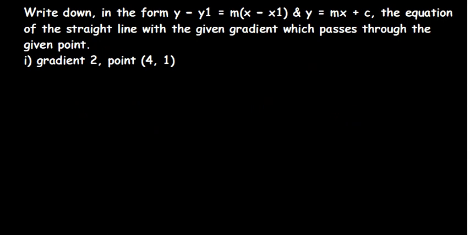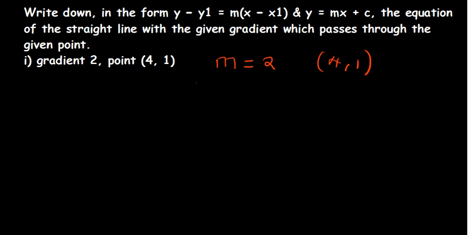Write down, in the form y minus y1, the equation of a straight line with a given gradient which passes through a given point. Here they've made our work easier because the gradient has already been given. Let's take note, our m is equal to 2. They've also given us a point, 4, 1. We need to use the two formulas that I've introduced to you. Feel free to pause the video and try to apply what you've learned so far. I'll go with the easy one. In fact, they're all easy.